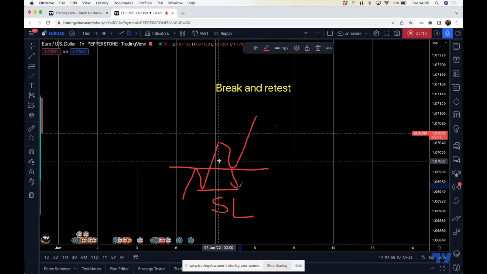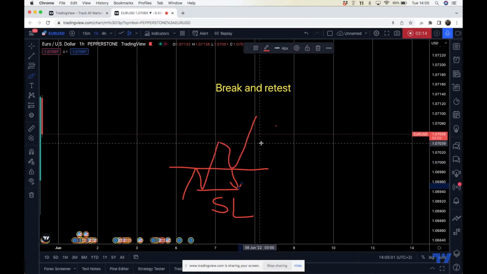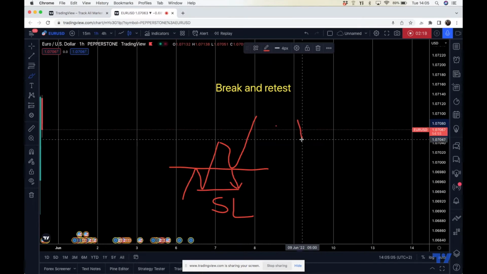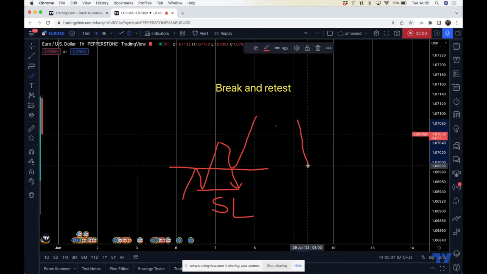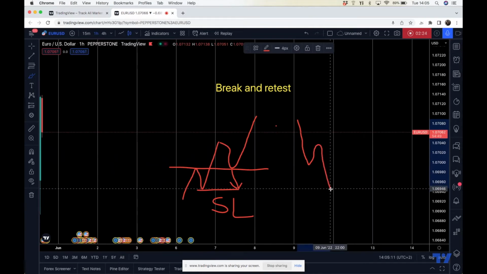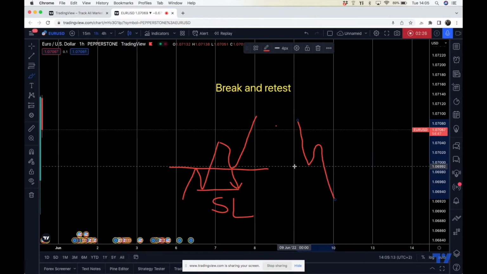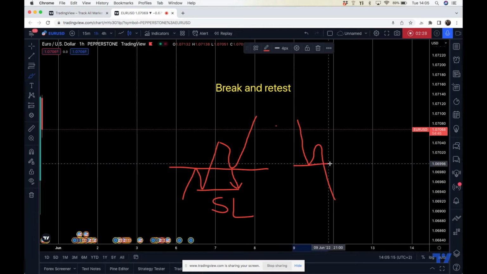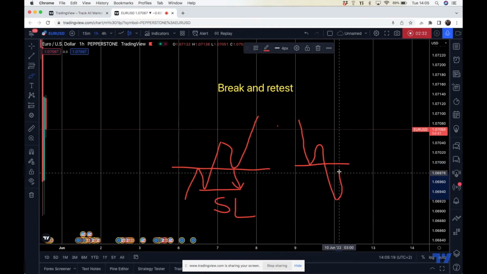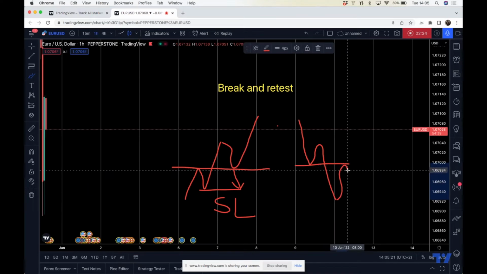The same can be said when the market is going down. When the market is going down, you'll find that it's going to go down, it's going to pull back, and then it's going to break through. So this level here is where you would actually look for an entry. When the market comes and retests this area again, you can look for an entry as it continues to go down.